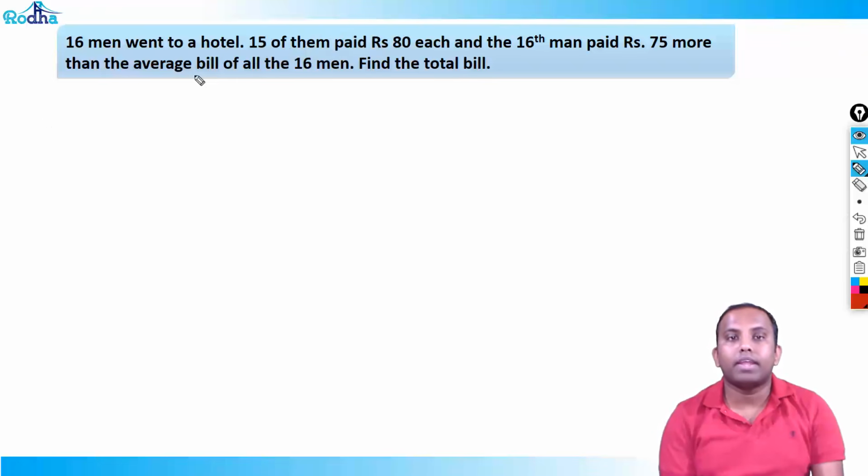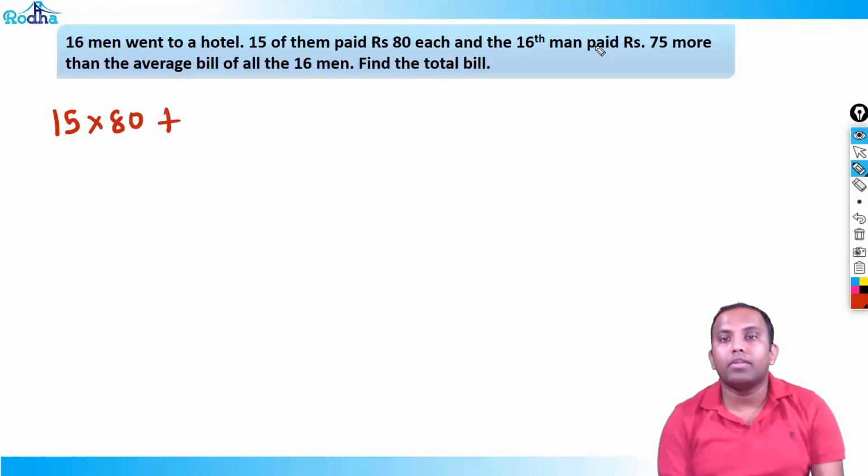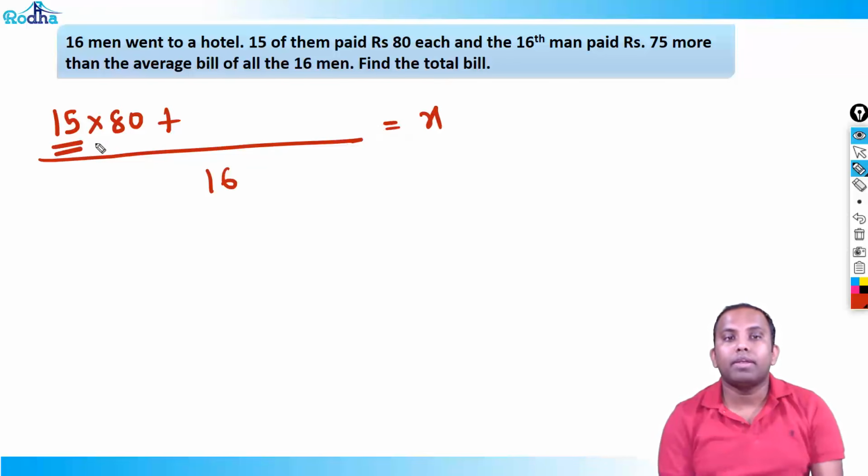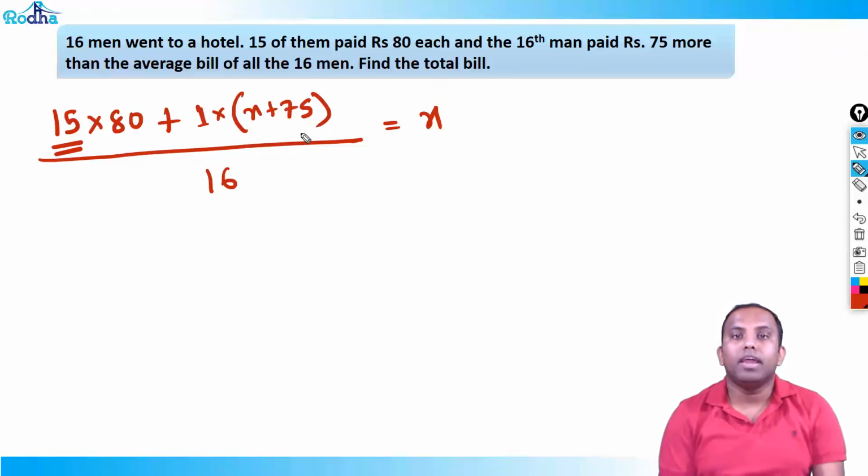15 of them paid rupees 80 each, so the total money paid by 15 people is 15 into 80, plus the 16th man paid rupees 75 more than the average bill of all the 16 men. Let's say the average bill of all 16 men is X. So it is just a one line equation: 15 into 80 plus X plus 75, divided by 16, is equal to X. You can solve it simply.